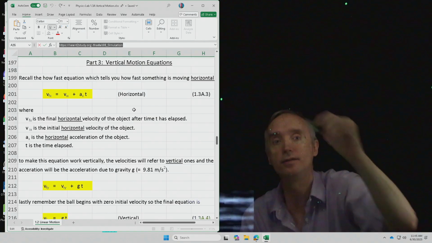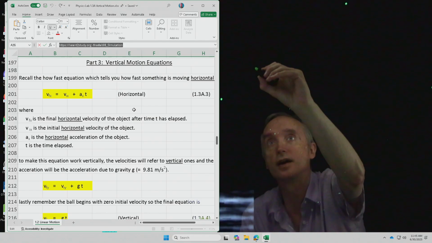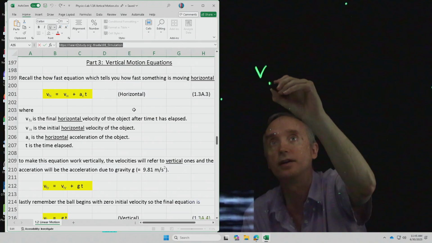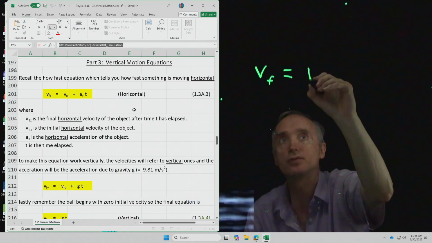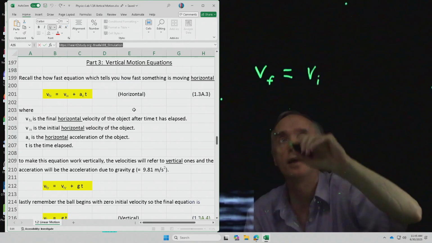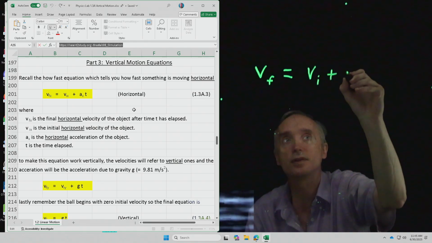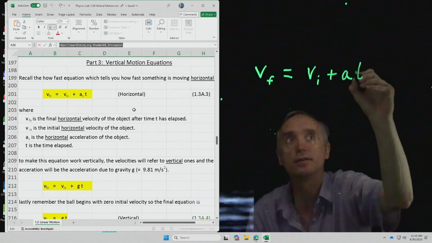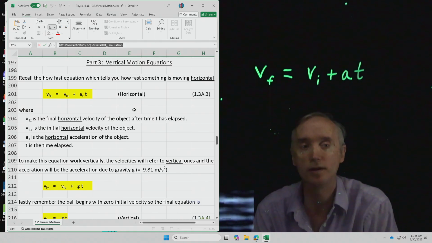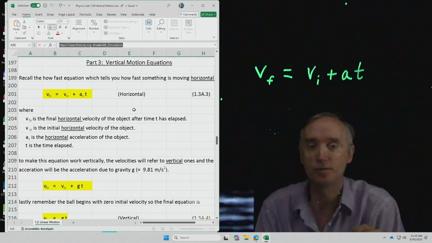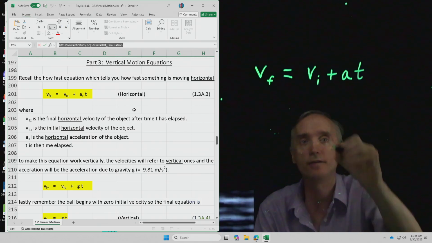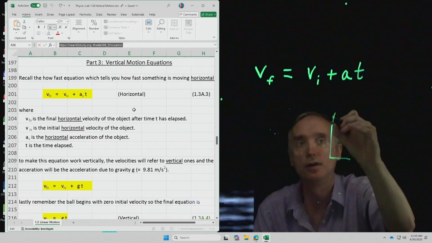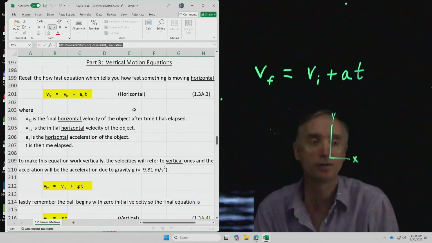What we said back then was that his final velocity was going to be equal to his initial velocity plus his acceleration a times t. So that was the equation for horizontal motion. Now, what we need to do is put more subscripts on this, because when we were graphing, we said that y was up and down and x was sideways.